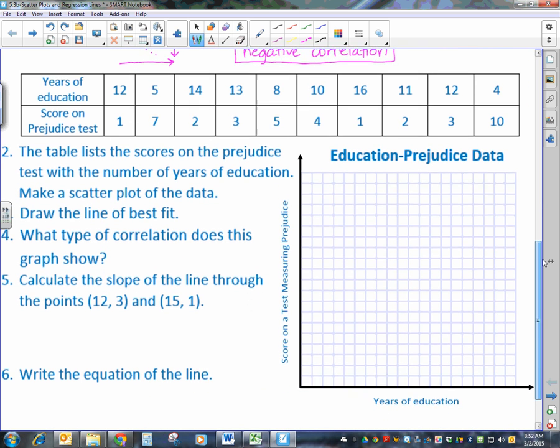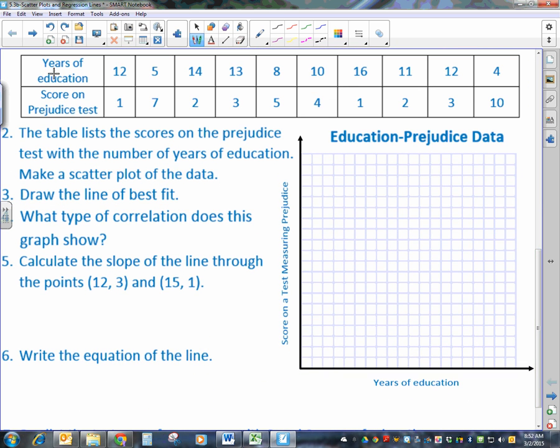Okay, so you're going to get some data. This one happens to be the years of education that you have and then your score on a prejudice test. So what we're going to do, the table lists the scores on the prejudice test with the number of years of education. Make a scatter plot of this data. So the first thing I'm going to do, as I labeled it for you, years of education is your X, score on the prejudice test is your Y. So if I go out 12, 1, 2, 3, 4, 5, 6, 7, 8, 9, 10, 11, 12, I'm going to go up 1.